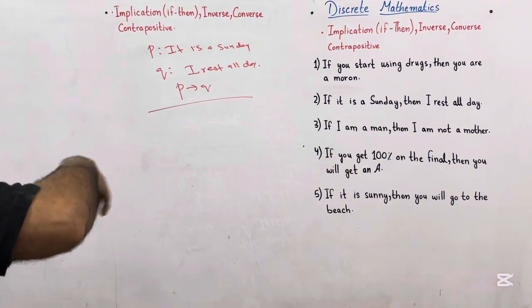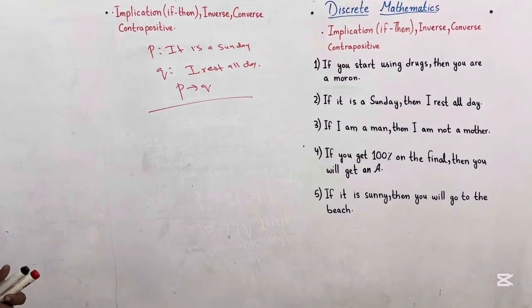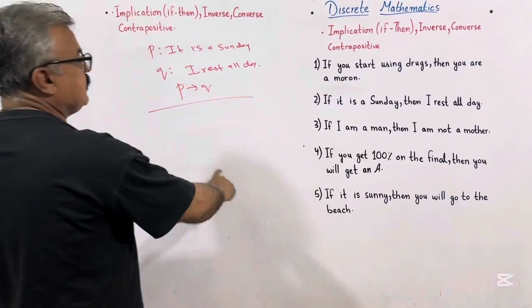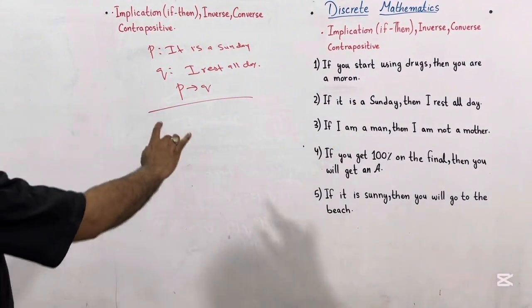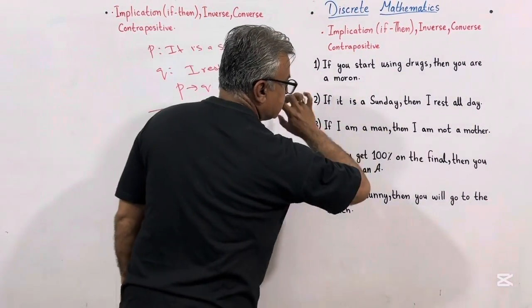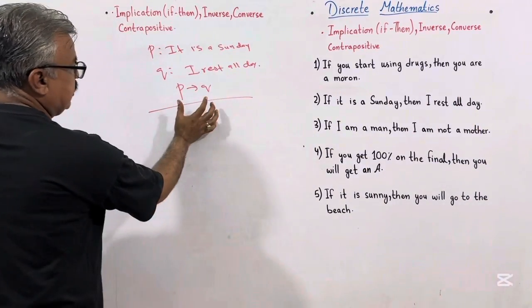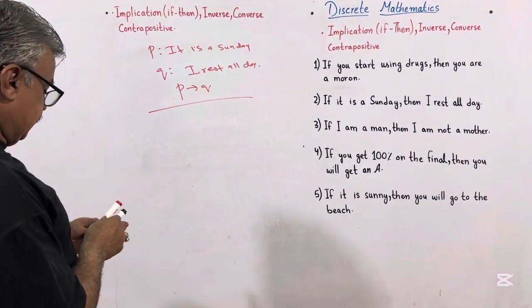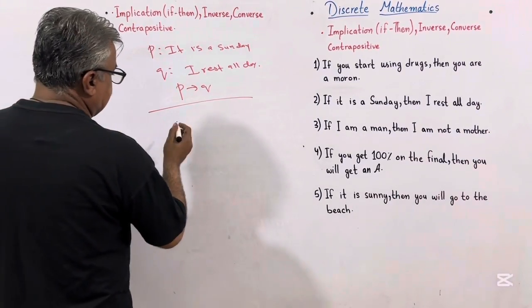We have assumed that P is "it is a Sunday," and Q is "I rest all day." This implication can be written mathematically as P implies Q. How do we find its inverse?